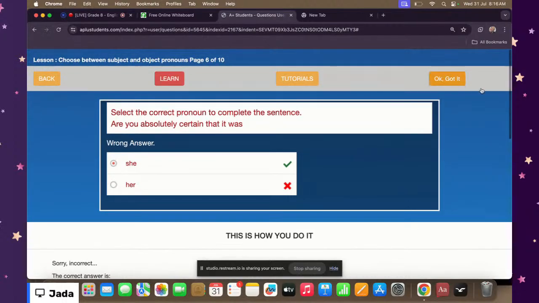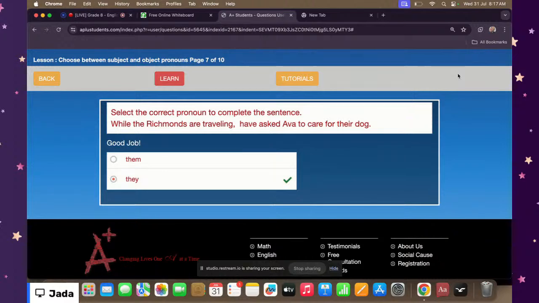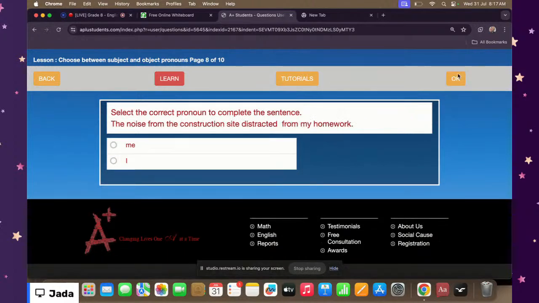So you do not have to start from the beginning again, just continue where you left off. While the Richmonds are traveling, dash have asked Ava to care for their dog. Is it them or they? So if you say them have asked, it's not right, but they have asked Ava to care for their dog is very suitable and correct.